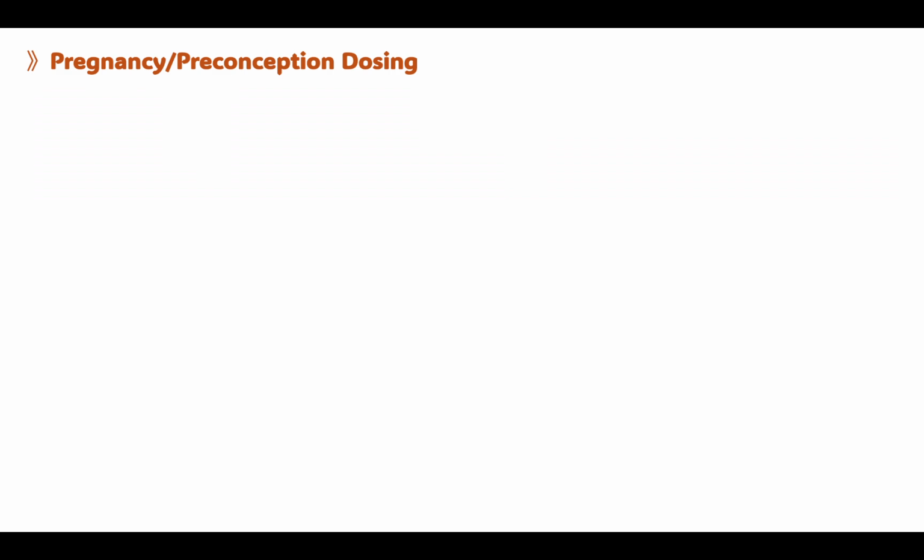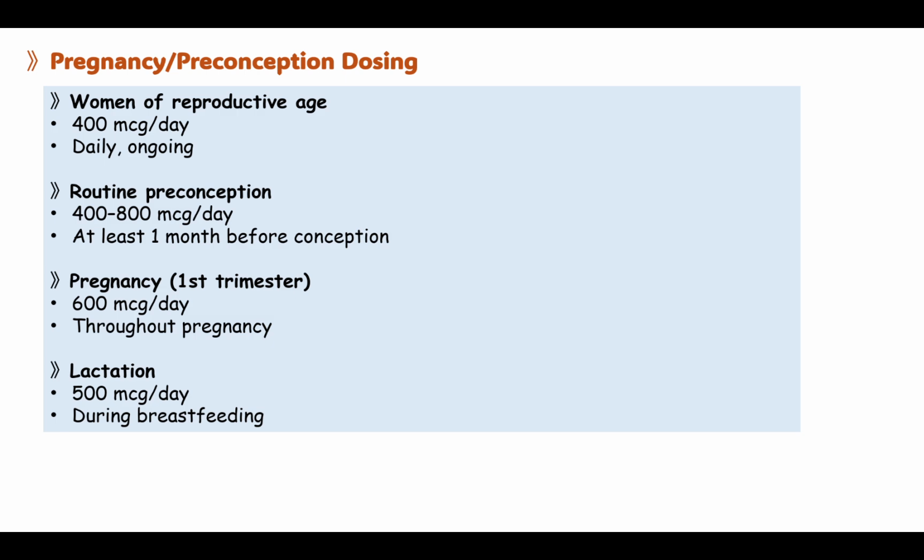In the setting of pregnancy and reproductive health, dosing must be individualized according to risk. For women of reproductive age, the recommendation is 400 micrograms per day, taken daily and ongoing. For routine preconception, the recommended dose is 400 to 800 micrograms per day, beginning at least 1 month before conception. During the first trimester of pregnancy, the recommended intake is 600 micrograms per day, and this continues throughout pregnancy. During lactation, the dose is 500 micrograms per day.